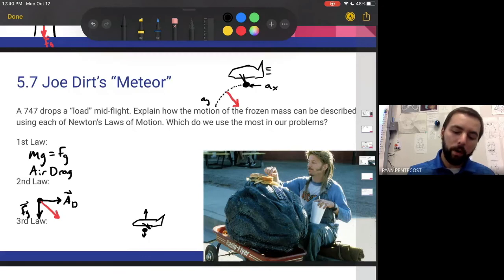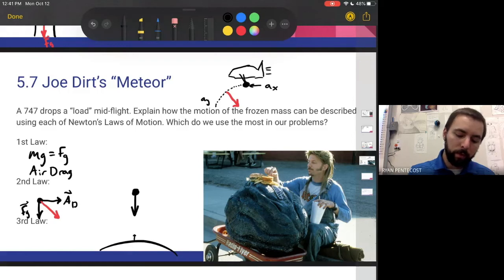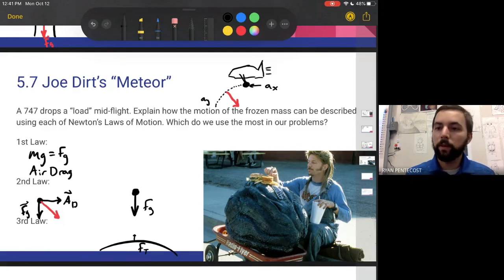Now, there is also the relationship where the turd is pulled downward, right? Let's just erase that altogether. The turd is pulled down, and then the Earth is ever so slightly pulled up, right? Because we have force due to gravity, and here we have force due to turd. You also have a third law pair there, an action-reaction pair.